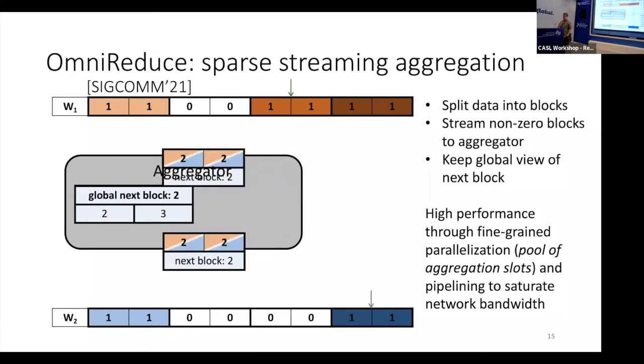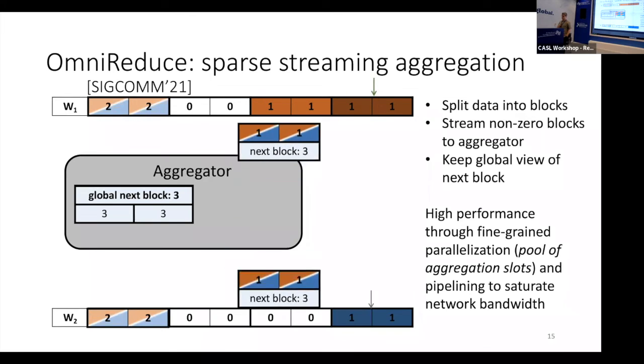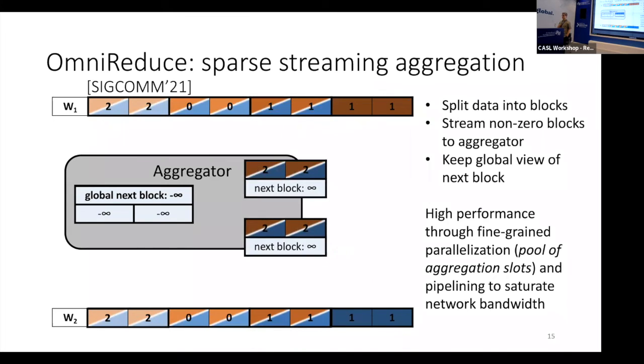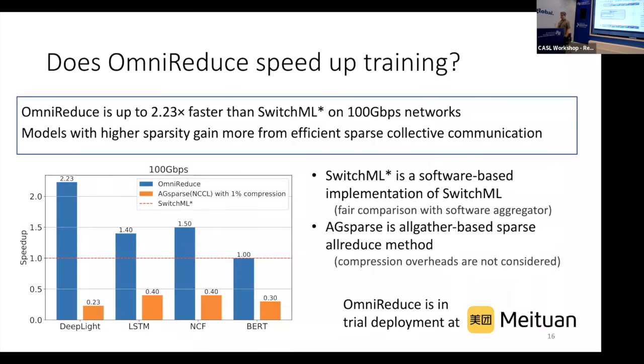So in order to do that, our aggregator essentially has a little bit richer logic than the SwitchML switch, and it maintains a global next block. So it maintains enough metadata that it can tell every worker, this is the time that you actually need to send your block, and this is otherwise the time at which you are only on the receiving side. And this is a single thread of computation. We parallelize this over many different threads to saturate essentially the network bandwidth. The advantage of this is that we are further able to accelerate SwitchML.